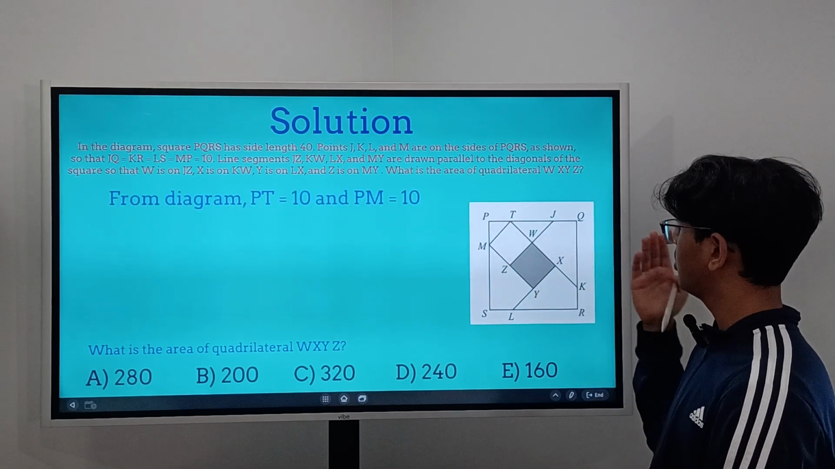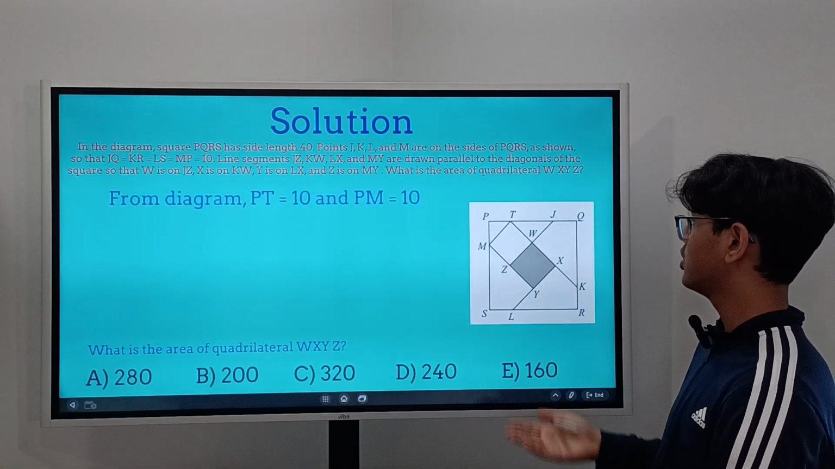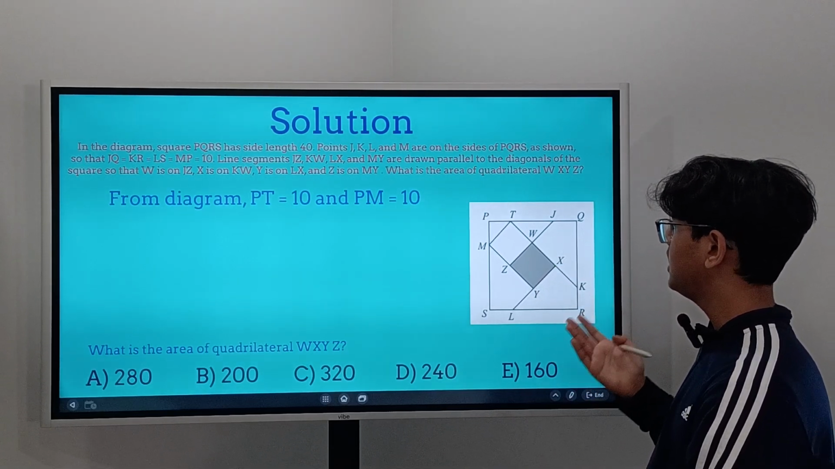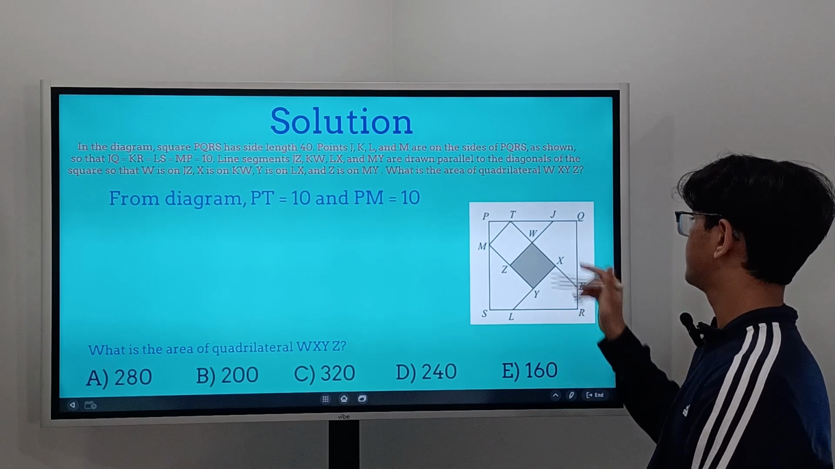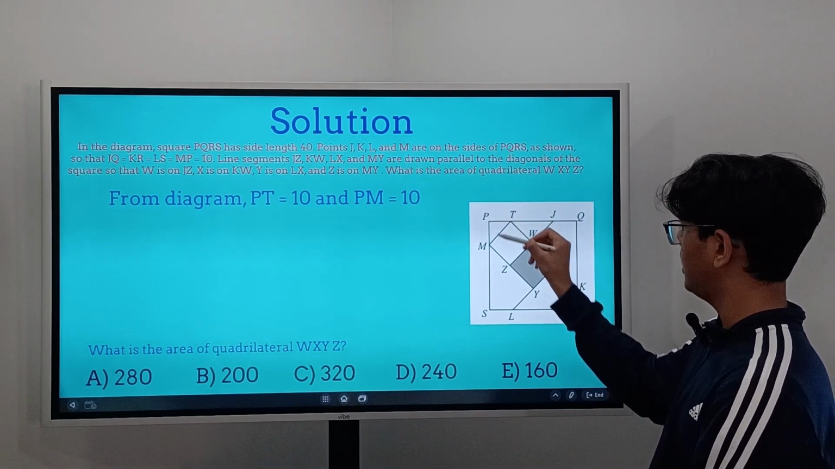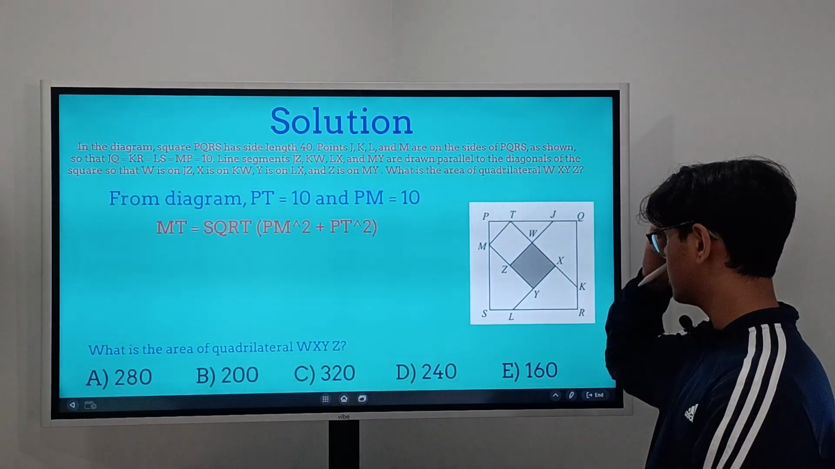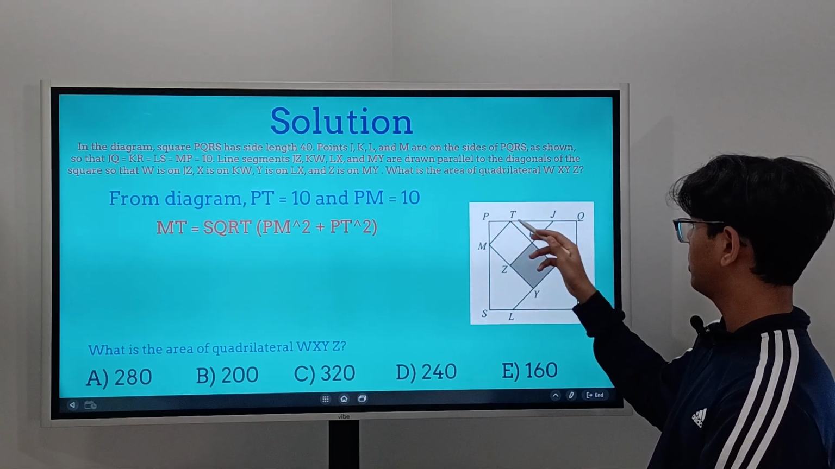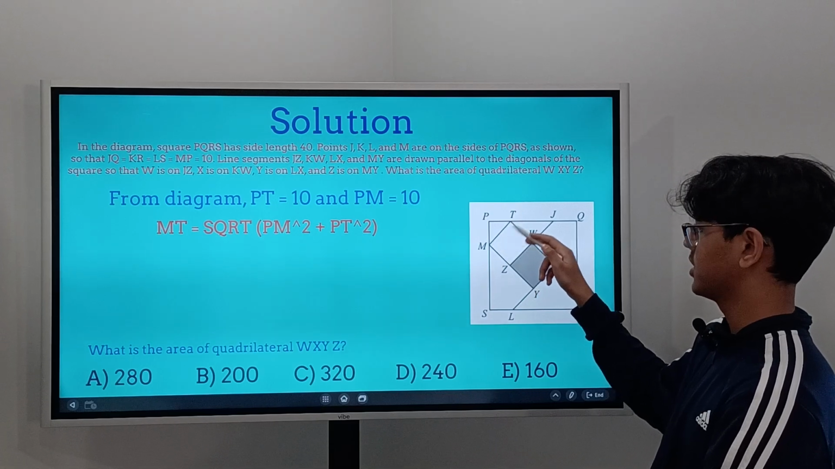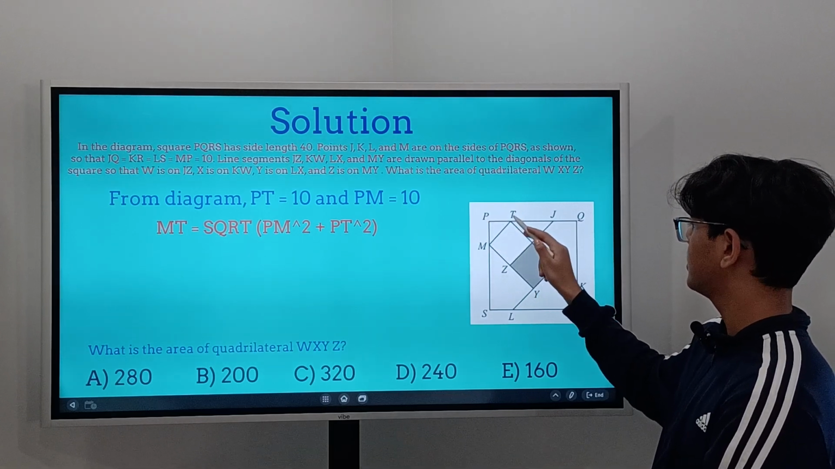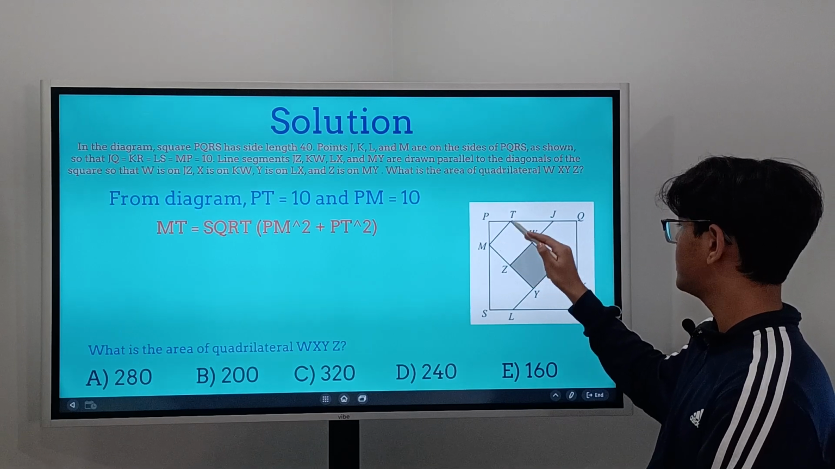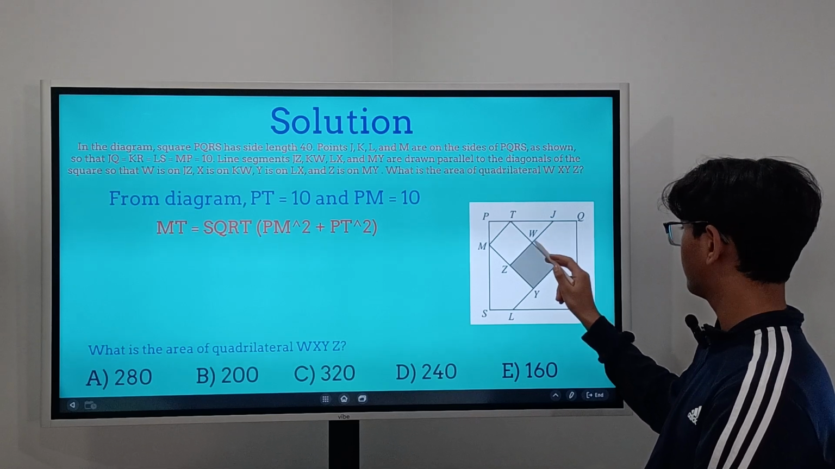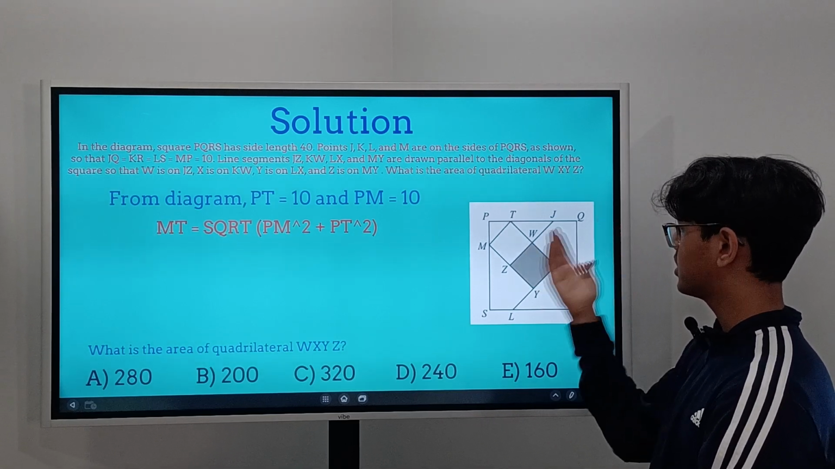Since we know that this is a square, let's try finding out what the area is now. From the diagram, we already know that PT is equal to 10 and PM is equal to 10. Since we're looking for the side length of one of these, we're just going to use the Pythagorean theorem to find the side length. We know that this is equal to 10, and this is equal to 10, so we can use those to find this line here. Once we know this line, we can easily figure out the area, because we just have to square it.